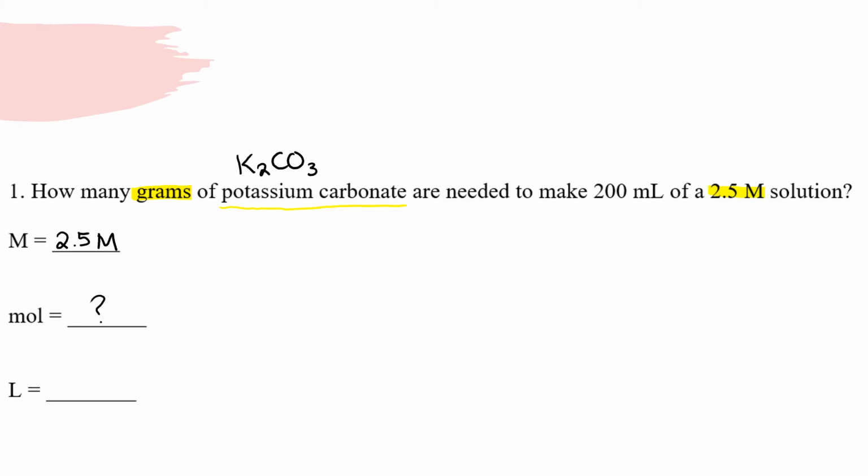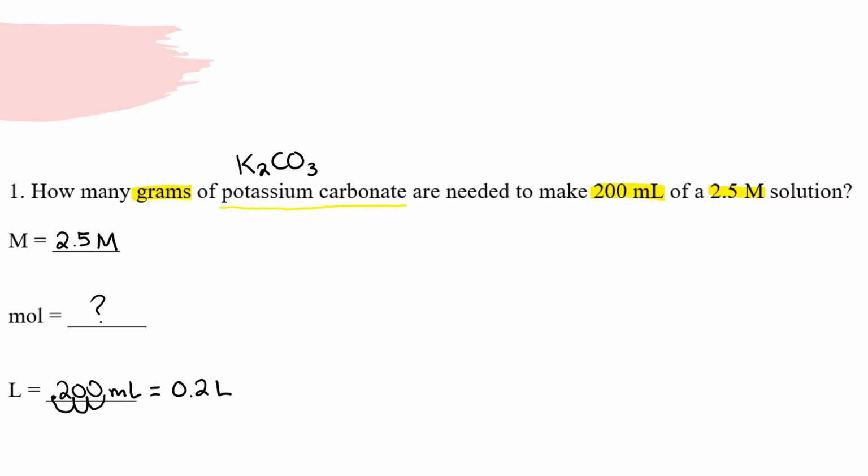And liters, I see milliliters, 200 milliliters, but in order for me to turn it into liters, I need to move my decimal place. So I'm going to write down 200 milliliters. It has 1 sig fig, so I'm only going to keep 1 sig fig. So let's see, we have 0.2 liters. I have everything I need now.